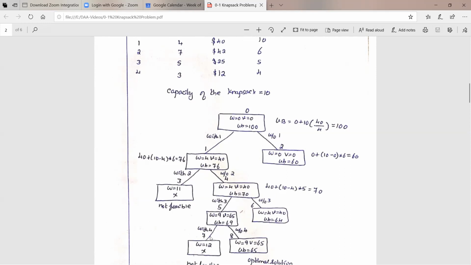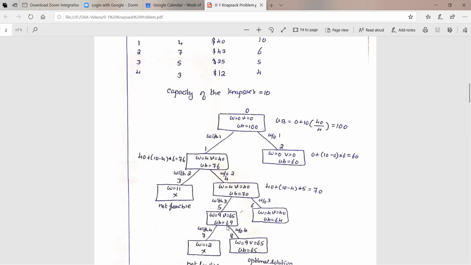If you are considering the fourth object, what is the value here in that weight? Weight is equal to 9. If you are considering the fourth object, we are including the weight. So 9 plus 3 is equal to 12. So if W is equal to 12, it is not feasible because it is exceeding the capacity of the knapsack. Okay. So now here we have to take that is without 4.